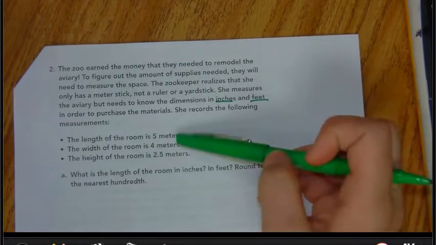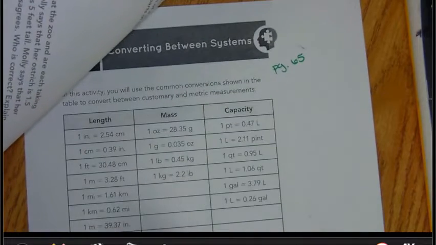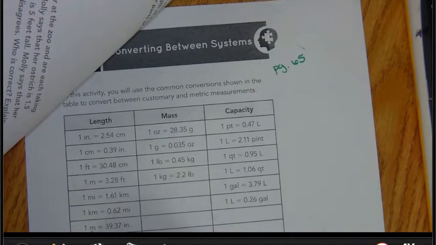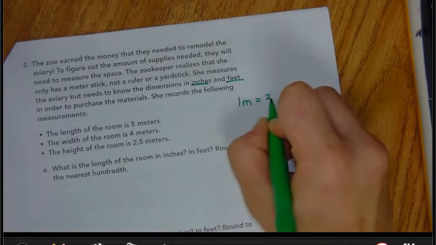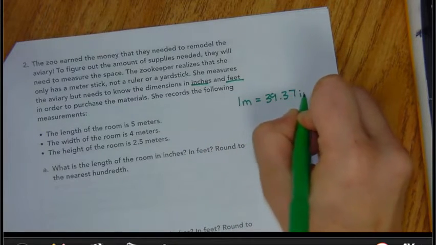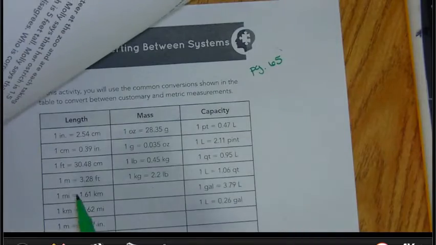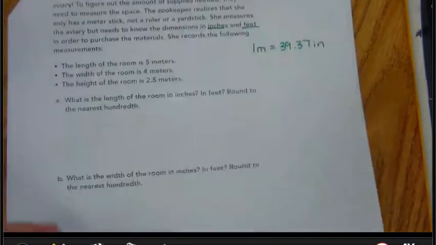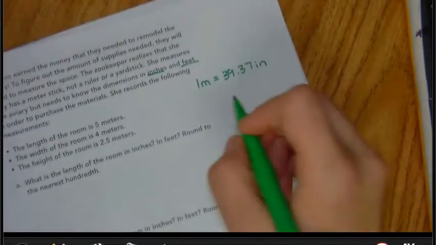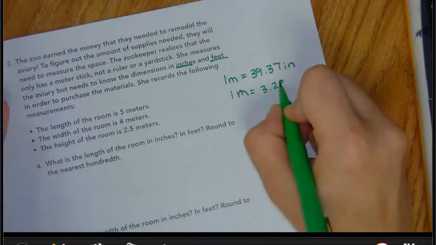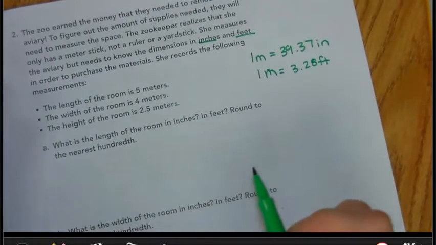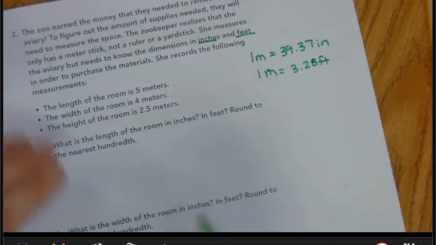All right, so I have to go from meters to inches. Let's see, 1 meter is equal to 39.37 inches. And I also need to go to feet. So let's do this one. 1 meter is equal to 3.28 feet. Yep, I just want to make sure. All right, so what is the length of the room in inches and feet? And round to your nearest tenth.